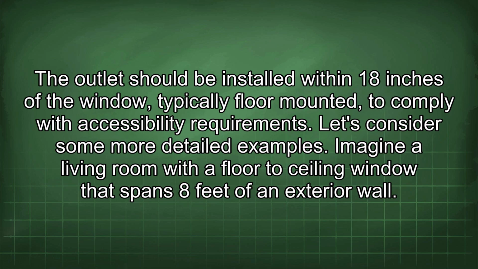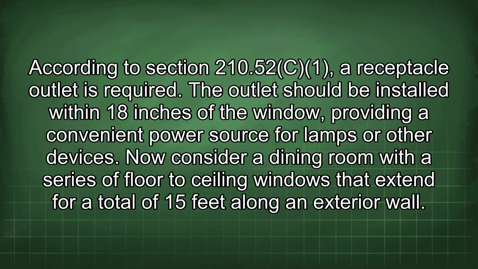Let's consider some more detailed examples. Imagine a living room with a floor-to-ceiling window that spans 8 feet of an exterior wall. According to Section 210.52, a receptacle outlet is required. The outlet should be installed within 18 inches of the window, providing a convenient power source for lamps or other devices.